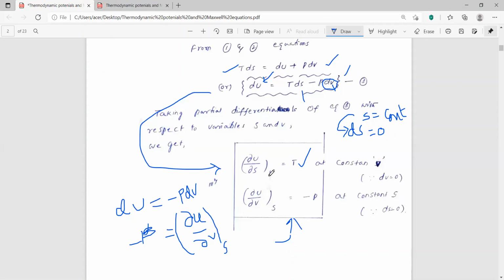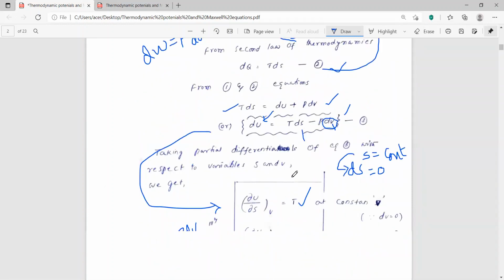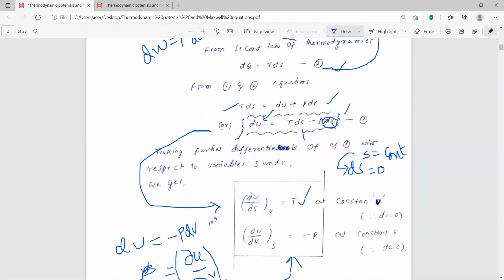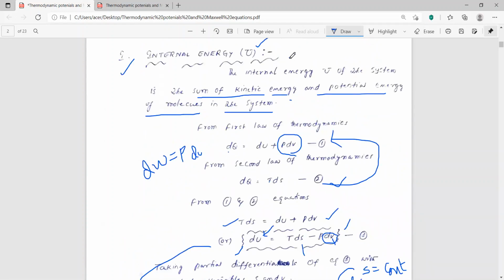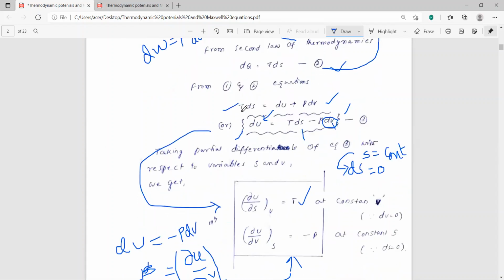So this is how one can explain the thermodynamic potential, internal energy, with the equations of the first law and second law of thermodynamics, as in the equation dU equal to TdS minus PdV. The internal energy is the sum of kinetic energy and potential energy of the molecules of the system. If I substitute the second law in the first law, I can write TdS equal to dU plus PdV. As we are explaining internal energy, dU becomes TdS minus PdV.